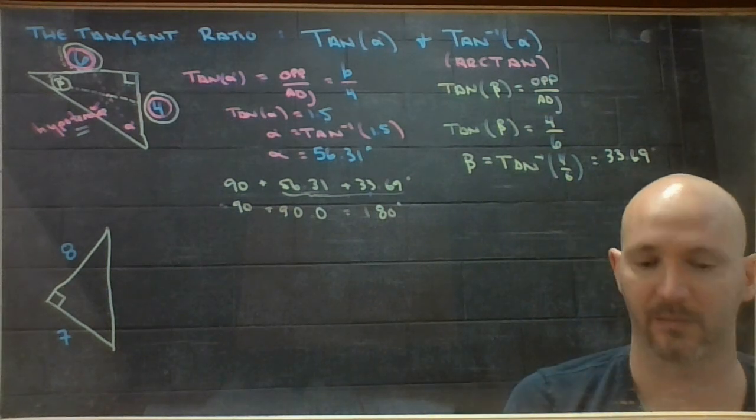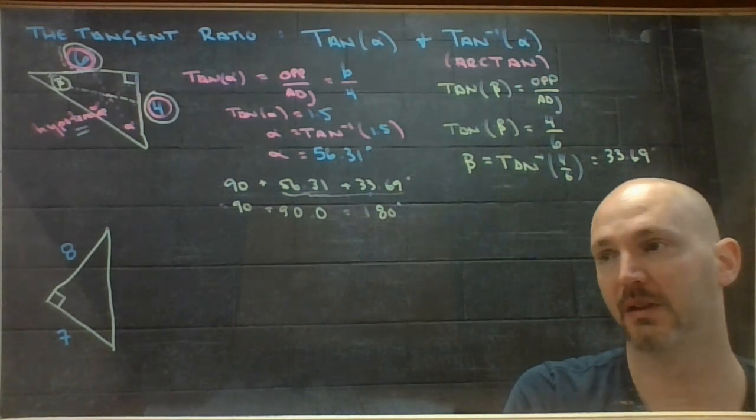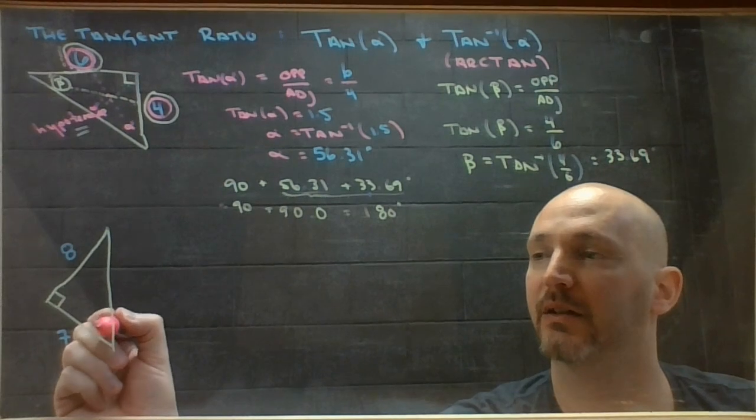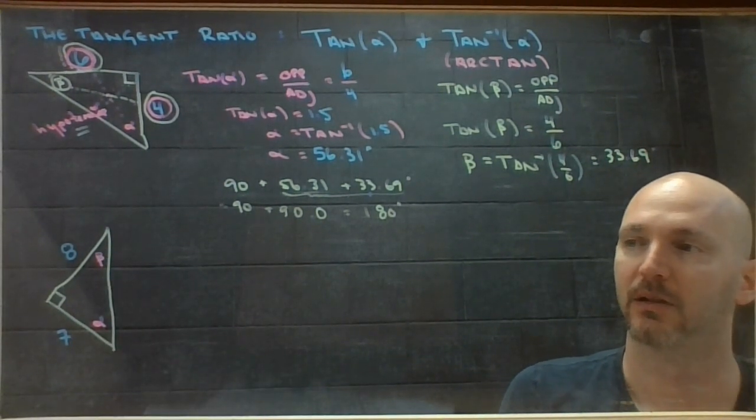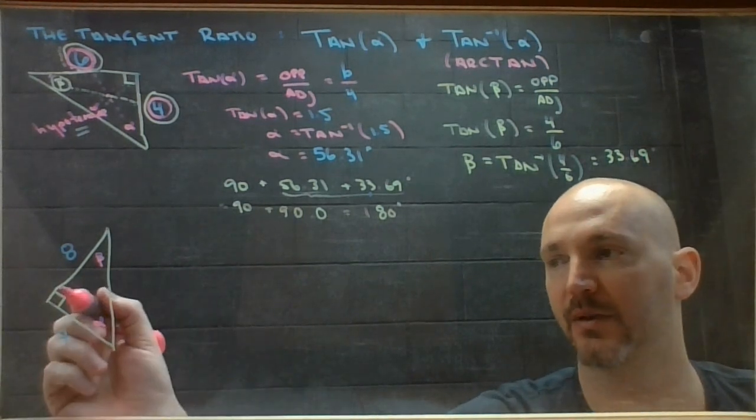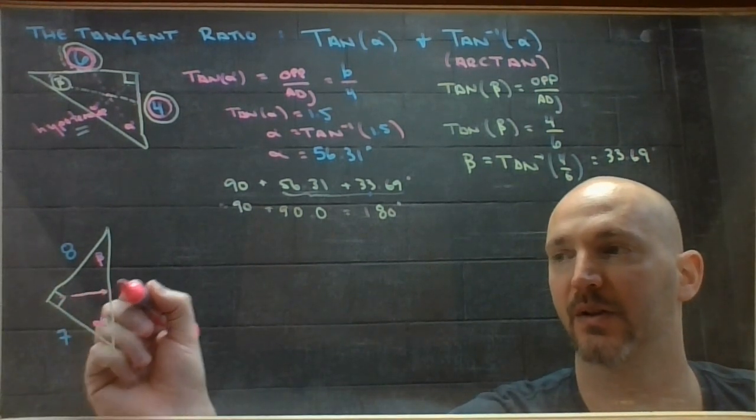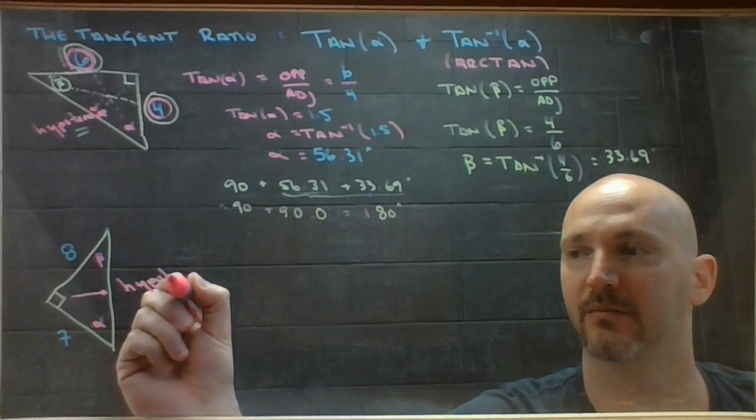All right, so another example there. Put alpha down here, I'm going to put beta up there. Maybe to save myself some grief, I'm going to find where the hypotenuse is first. That's there.